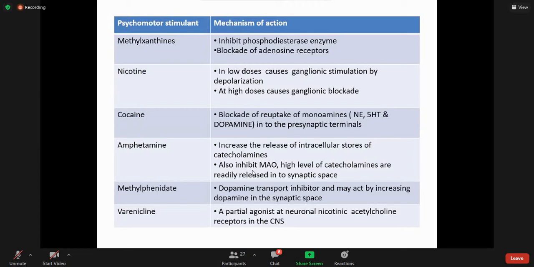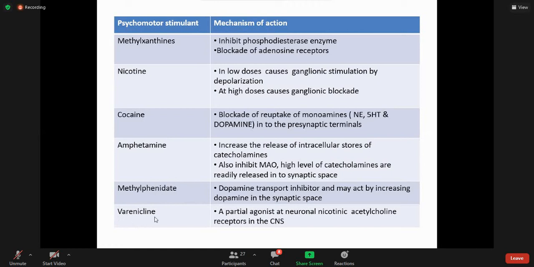So what will happen if we inhibit this enzyme? Because the monoamine oxidase enzyme is responsible for the breakdown of these amines. So if we inhibit monoamine oxidase, there will be no breakdown of amines, so the level of amines will rise. High levels of catecholamines are readily released into the synaptic space. Methylphenidate is a dopamine transport inhibitor, and may act by increasing dopamine in the synaptic space, right?